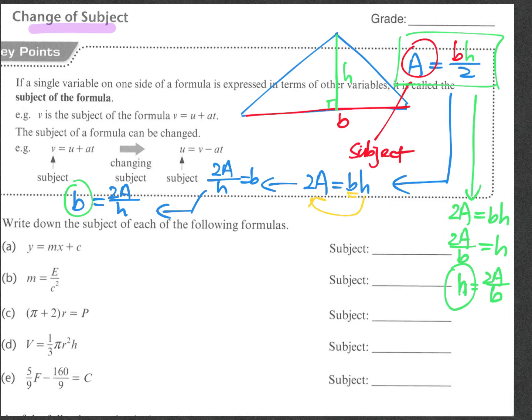So let's repeat again. The meaning of subject will be simply the single letter on the left-hand side. We call it the subject. So in the following question, can you write down the subject of each of the formulas? You recall my words. What is the letter which is single in the formula? You have y, m, p, v, and c. So these are the subjects of these 5 questions.